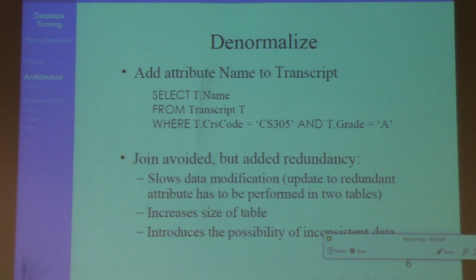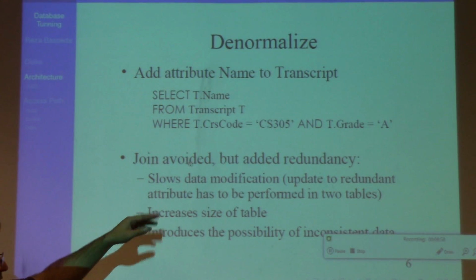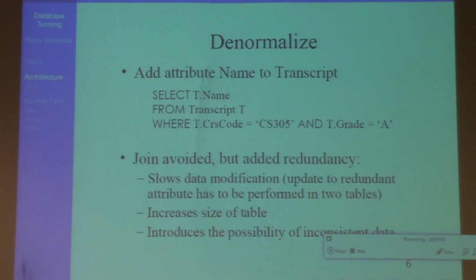Now I don't have any join. This is just a select query. So this may improve the performance. So in this case, joins are avoided, but redundancy is added. So the data modification is slow. Why? Why do we have a burden on data modification?